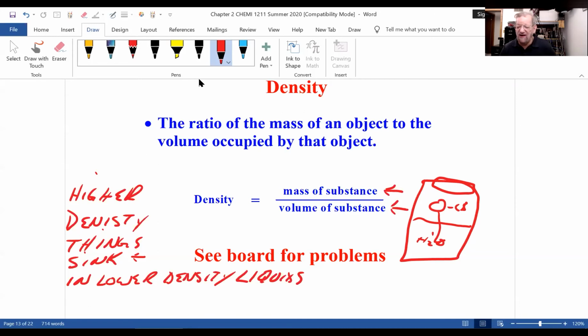If I put a feather on top, by the way, you can all laugh your head off, it's going to float because the feather has a lower density than water. That won't be on the test, but we'll be doing a lab about density, and it's fun to do.